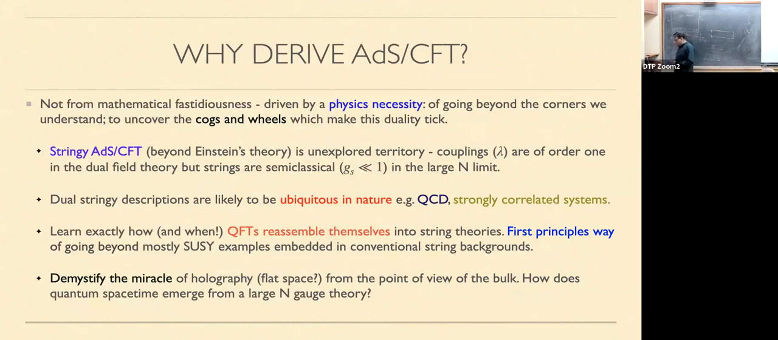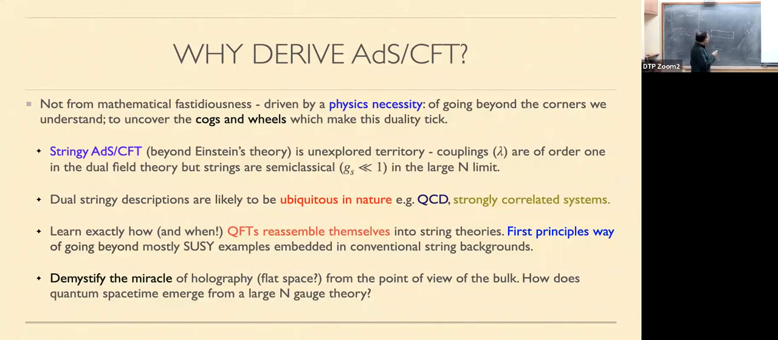What I feel is that it's been 25 years, and we need to be able to take AdS/CFT further, and I think understand not just specific examples. We need to sort of derive it in some sense, to understand what are the cogs and the wheels that make this duality tick. And it's not from some mathematical fastidiousness. It's, I think, a physical necessity, because otherwise we are sort of in a particular corner that we understand, and we haven't been able to go very much beyond.